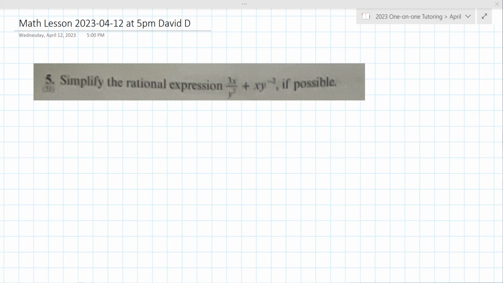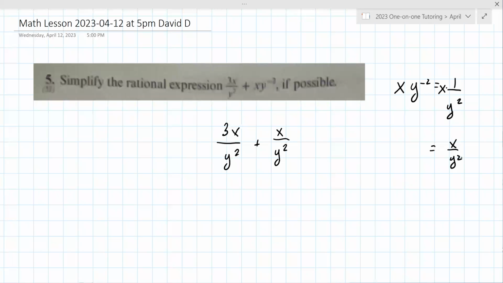There it is. All right, so you've got 3x over y squared plus x over y squared. The reason is that y to the minus 2 becomes 1 over y squared. And you have this x, so if it's x times y to the minus 2, then it's x times 1 over y squared, and that x can go in the numerator like that. Is that okay? Now, because the bottoms are the same, you can add the tops.